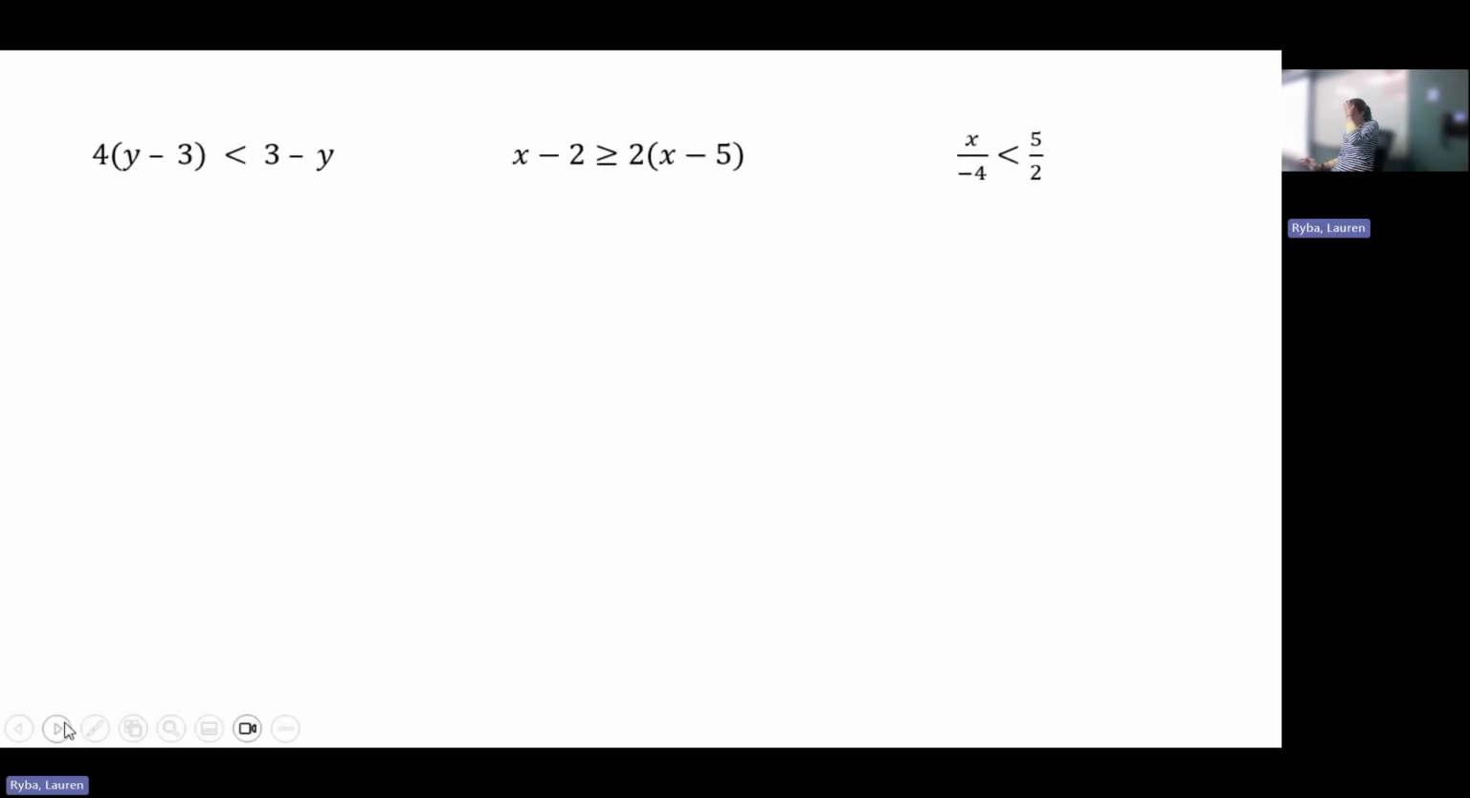Okay, so now we're going to solve some of these. So we have 4 times the quantity y minus 3 is less than 3 minus y. So we're going to treat everything the same as what we did before, except that if I ever multiply or divide by a negative number, I have to flip the inequality sign because it is changing which side is actually the bigger result. So start with distributing here. 4y minus 12 is less than 3 minus y.